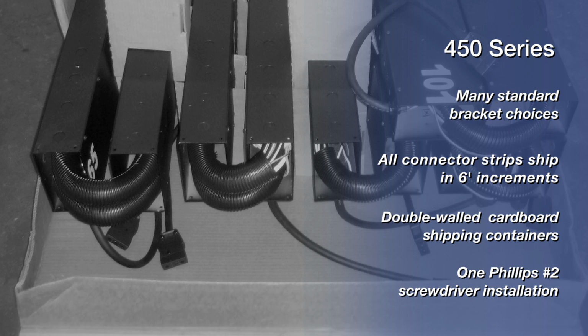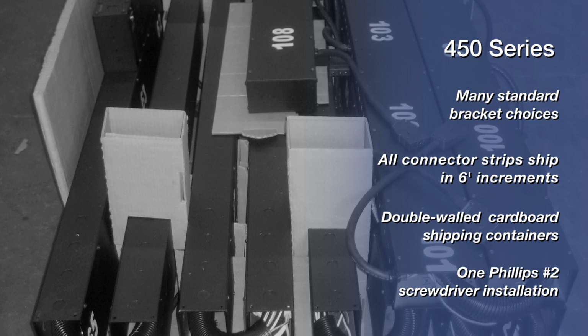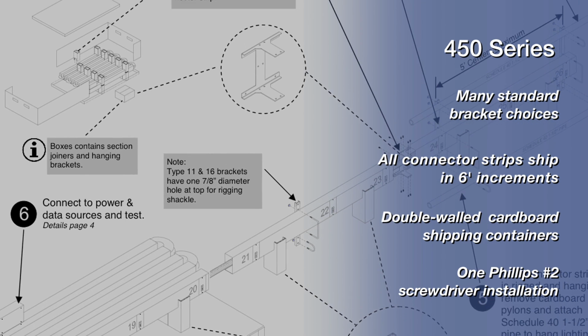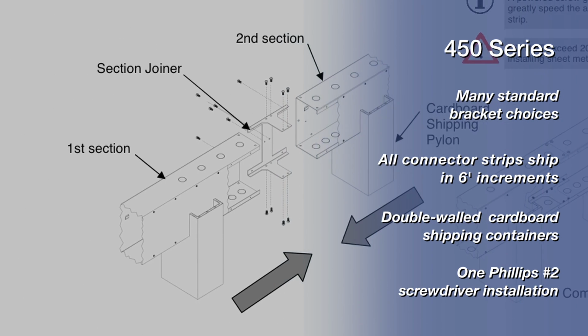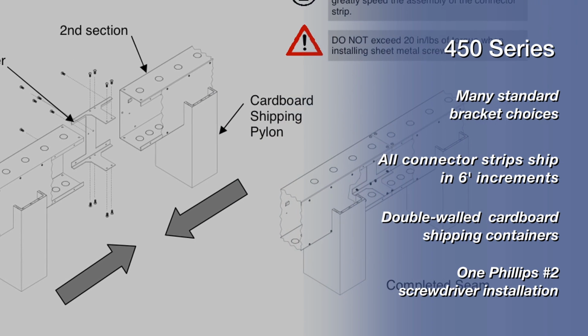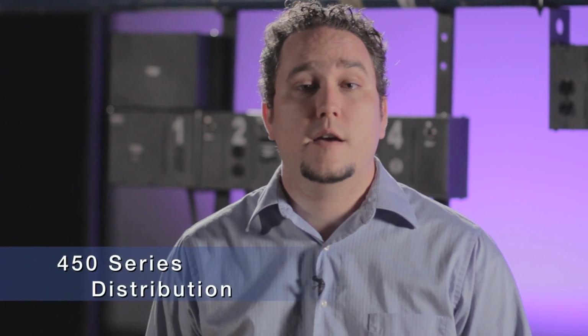All connector strips ship in 6-foot increments in double-walled corrugated cardboard shipping units and stanchions that allow easy installation and recycling of materials. All strips and plug boxes can be assembled with one No. 2 Phillips screwdriver. As you can see, at Altman Lighting, we've tried to look at distribution in a new light, with a focus on standardization that brings about flexibility. That's why I can confidently say that Altman's 450 series distribution is the most flexible distribution for the most demanding of spaces. Thank you for your time.